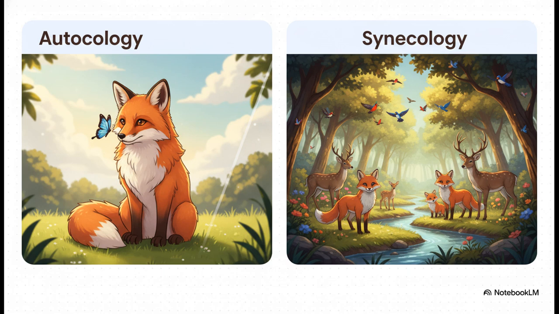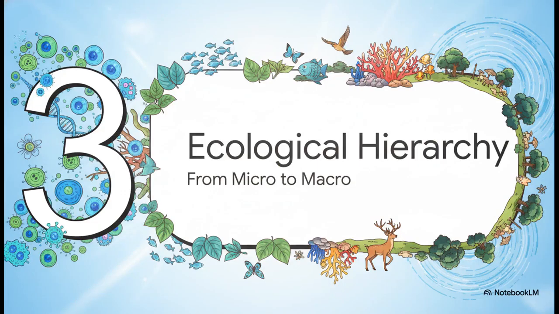Ecologists tend to view this massive household through two distinct lenses. First, there's autoecology. This is hyper-focused on a single individual or species. Like, imagine a conservationist trying to figure out exactly what one specific type of endangered fox needs to survive. Synecology, on the flip side, zooms out to the macro level. It looks at the interactions of groups of species, mapping out that complex web of who's interacting and competing within a shared community. And that brings us to Section 3, the ecological hierarchy.